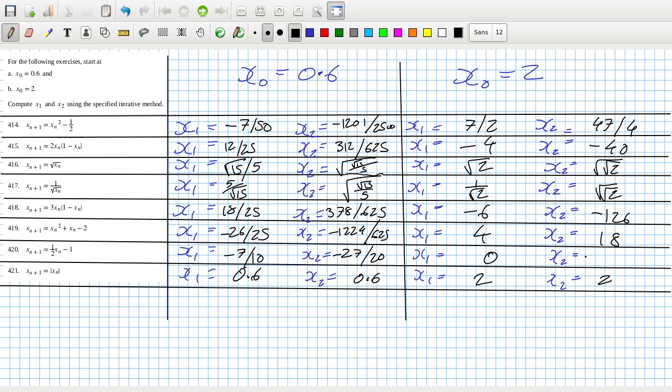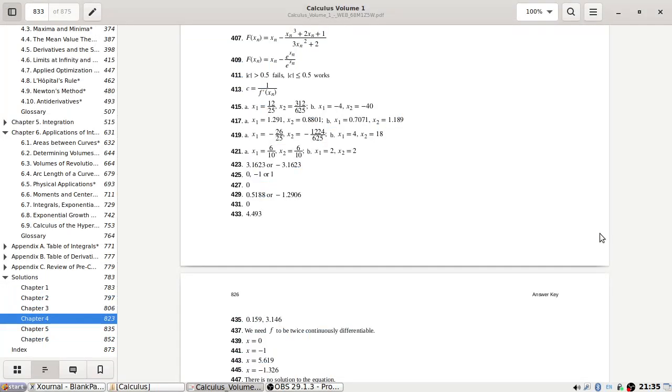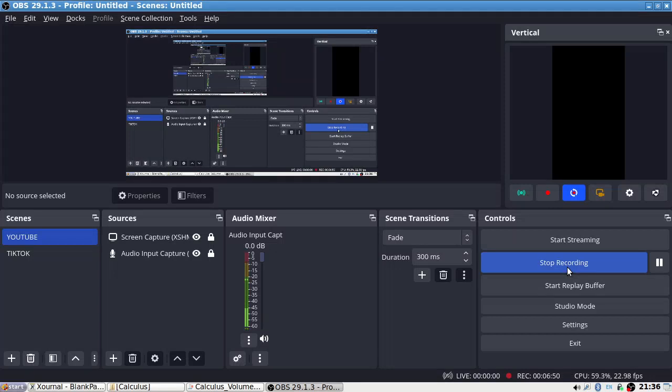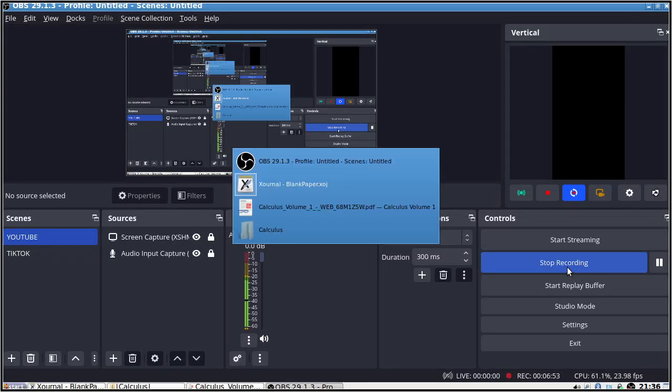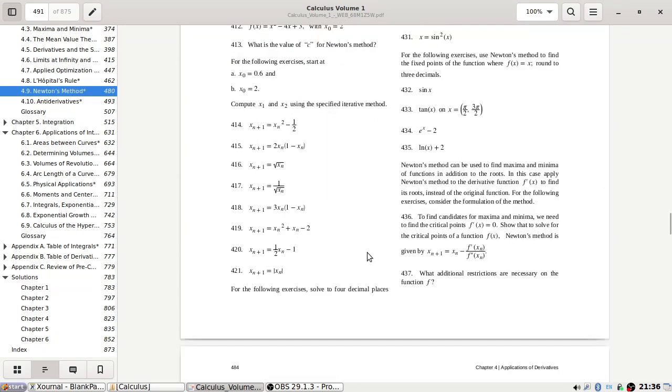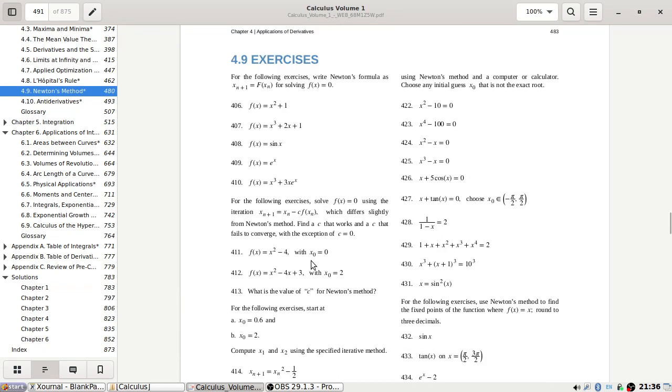Okay. 0 minus 1. Yeah, these all look correct to me. So that's up to 421.